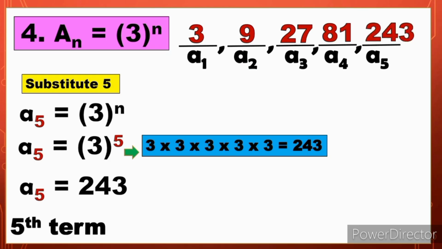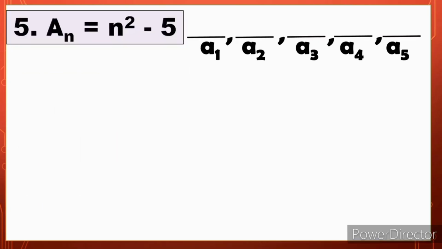Okay? So, again, ang first 5 terms ng rule natin na a sub n equals 3 raised to n ay 3, 9, 27, 81, 243. Okay, next, let's have another example.